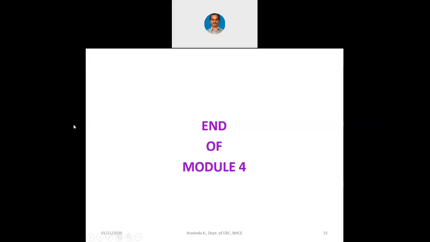So let me stop sharing this slide. In this module, we have discussed about feedback and oscillators. In the beginning, we discussed the negative feedback and its advantages and its methodologies. Later on, we went to discuss the positive feedback, and then we have discussed the application of positive feedback in terms of oscillators. So with this, let me stop sharing this slide and let me start sharing the next set of slides, that is module 5.